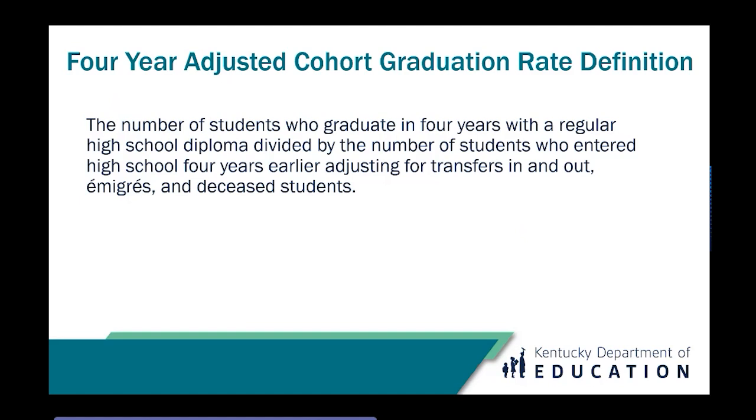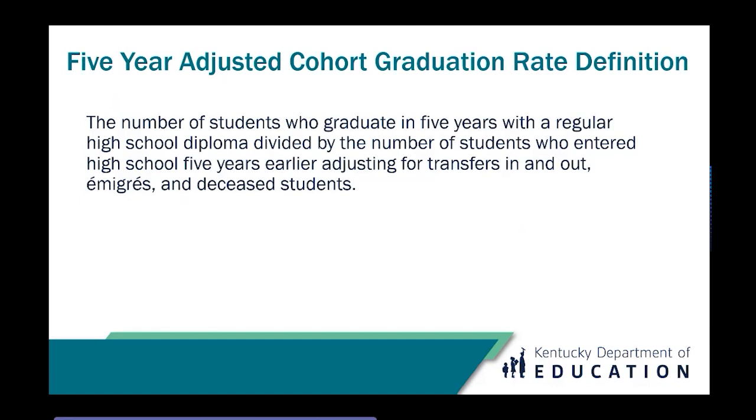A 4-year adjusted cohort is the number of students who graduate in 4 years with a regular high school diploma divided by the number of students who entered high school 4 years earlier, adjusting for transfers in and out, emigres, and deceased students. A 5-year adjusted cohort graduation rate is the number of students who graduate in 5 years with a regular high school diploma, divided by the number of students who entered high school 4 years earlier, adjusting once again for transfers in and out, immigrants, and deceased students.